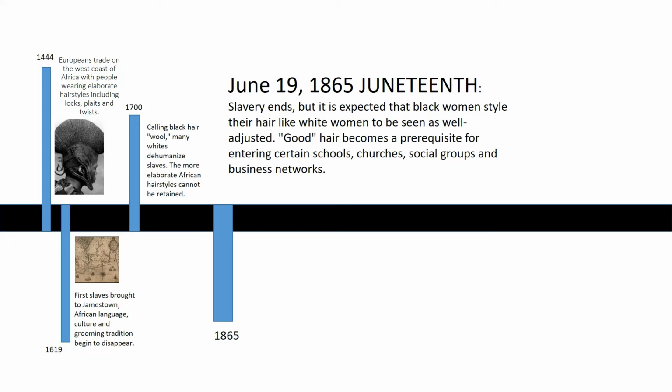June 19, 1865, Juneteenth. Slavery ends, but it is expected that black women style their hair like white women to be seen as well-adjusted. Good hair becomes a prerequisite for entering certain schools, churches, social groups, and business networks.